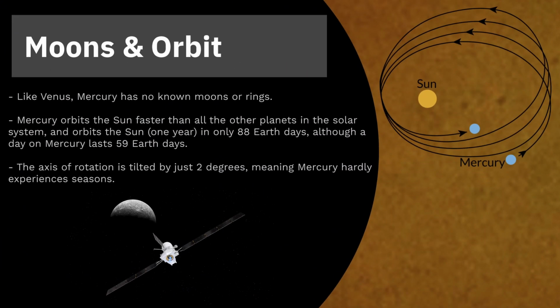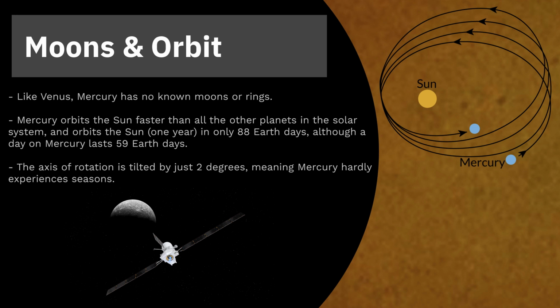Its moons and orbit. Just like Venus, the planet does not have any moons or rings. Mercury orbits the Sun faster than all the other planets in the solar system, traveling at speeds of nearly 180,000 kilometers an hour. At this speed, Mercury orbits the Sun in only 88 Earth days, which is 1 year on Mercury. Although a year on this planet is so short, a day on Mercury lasts 58 Earth days, which is why it is called a 3-to-2 spin-orbit resonance with the Sun.